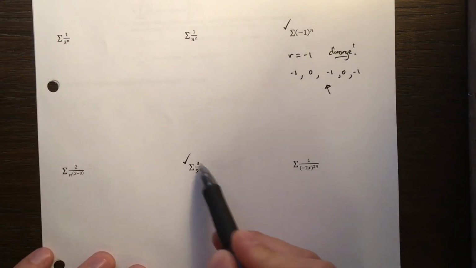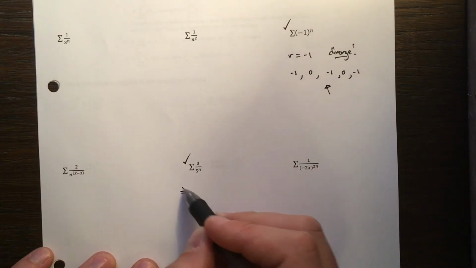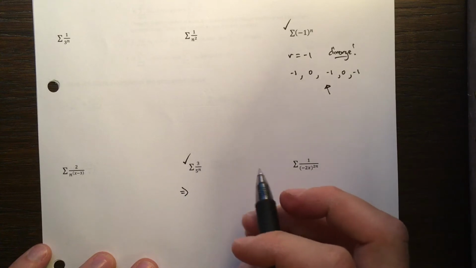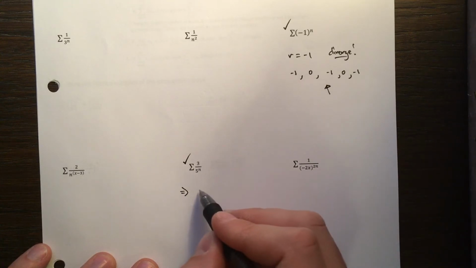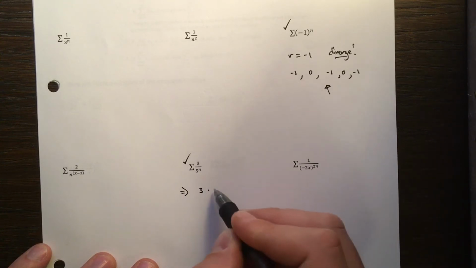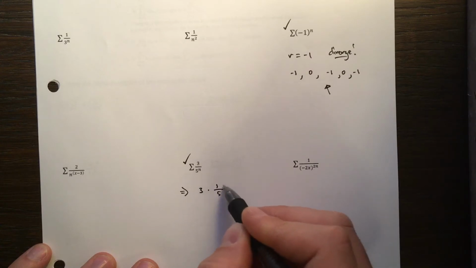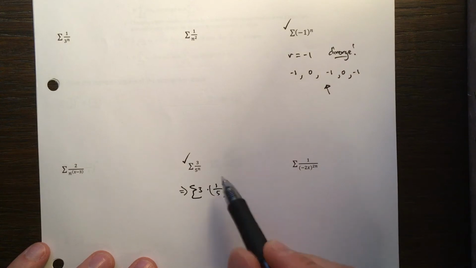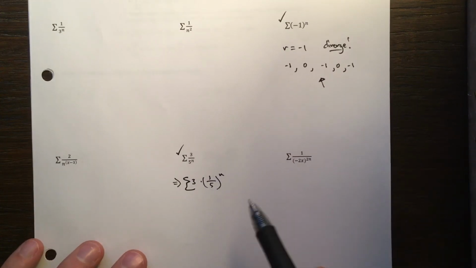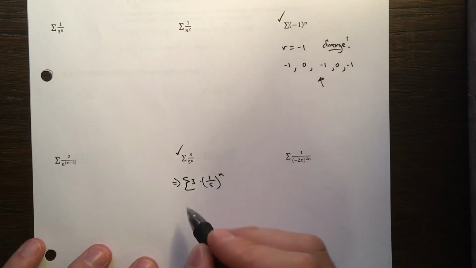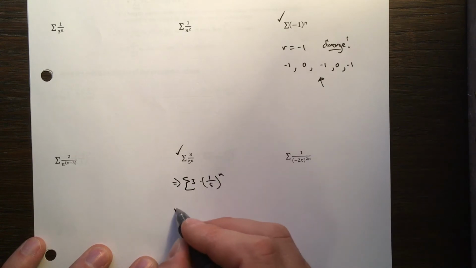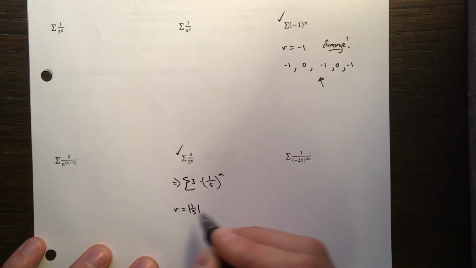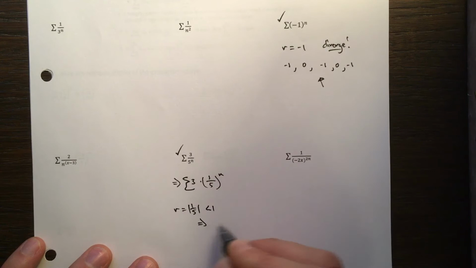Okay, coming down to this one, we need to do a little business here to say, you know what, this right here is going to be 3 times 1/5 to the n. So yes, this is geometric. And in fact, r is equal to 1/5. 1/5 is less than 1, which means that this is going to converge.